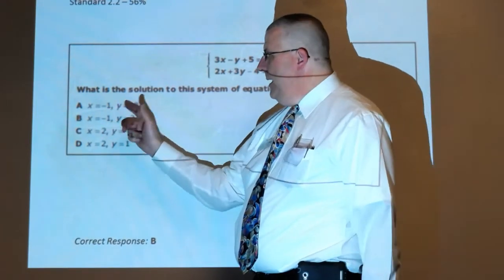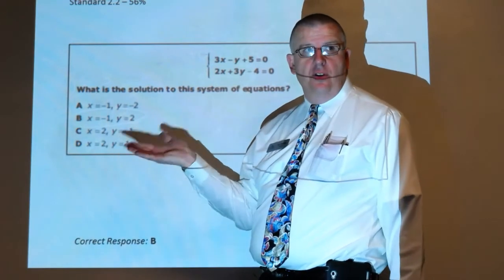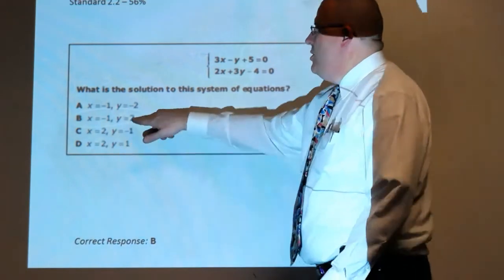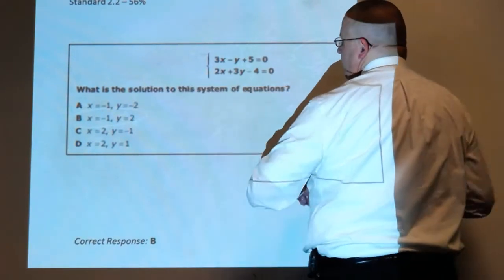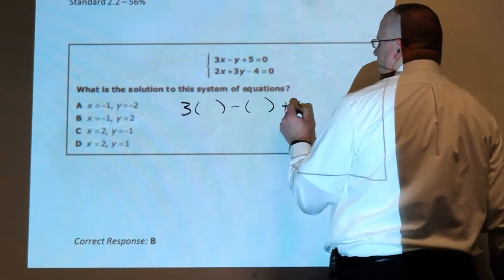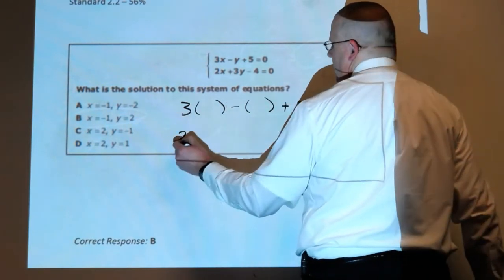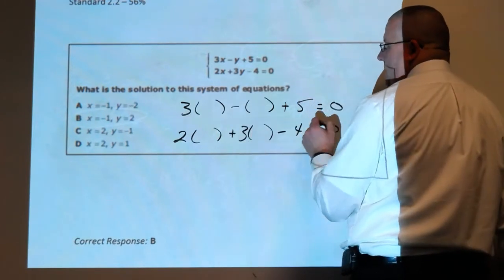If I plugged an x and a y into our original two equations, if it's true for both, it's the solution no matter what. All right? So I know, because I did all this work, that this is the solution. Let's look at this. 3x minus y plus 5 equals 0, and 2x plus 3y minus 4 equals 0.